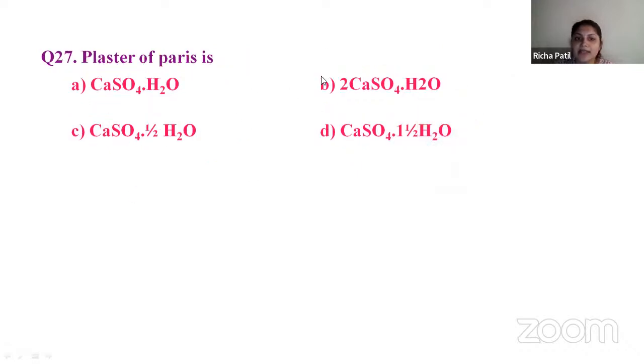Plaster of Paris is, what is plaster of Paris? It is C, right? Calcium sulfate hemihydrate.